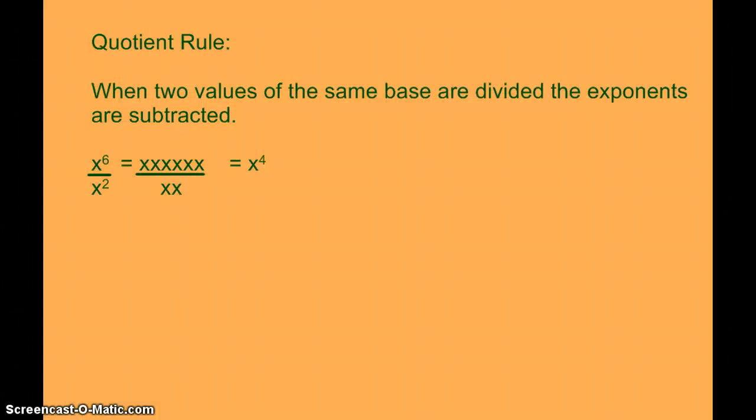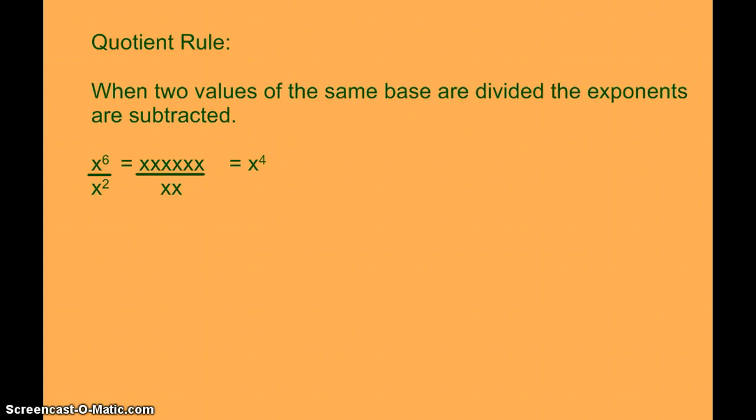Our second rule is going to be our quotient rule, and it should make sense. If the product rule requires you to add your exponents, the quotient rule would go the other way. It would require you to subtract your exponents. So the actual written out version says when two values of the same base are divided, the exponents are subtracted.